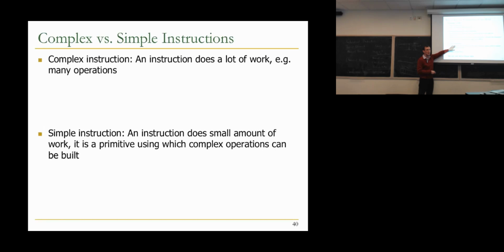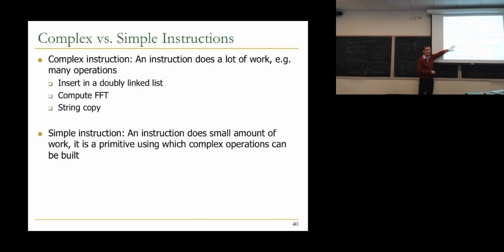A simple instruction does a small amount of work. It's a primitive using which complex instructions can be built. Insert into a doubly linked list, compute the FFT, string copy. These are all complex instructions. Compute a polynomial, which VAX actually had. They're all complex instructions, right? Simple instructions: add, XOR, multiply. Okay. So what are the advantages of the complex instructions?